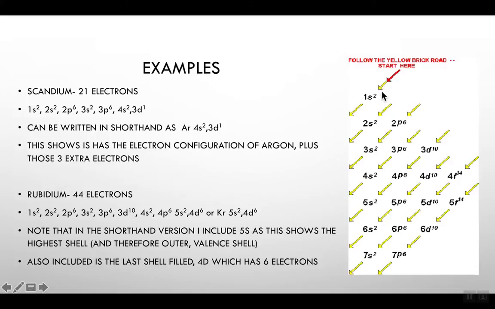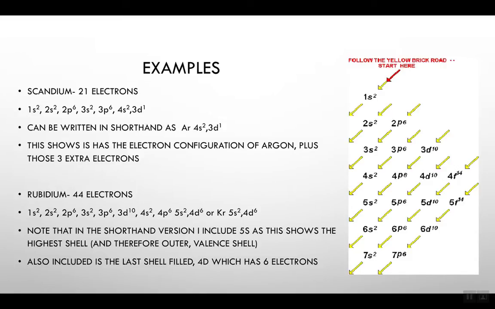We go through, we fill 1s, 2s, 2p, 3s, 3p. At that point, we've got 3 electrons left. 2 of them are going to go into 4s. And then the last one is going to go into 3d. So you can write it as 4s2, 3d1. Or you can write it as 3d1, 4s2. It doesn't really matter which way around you have those.